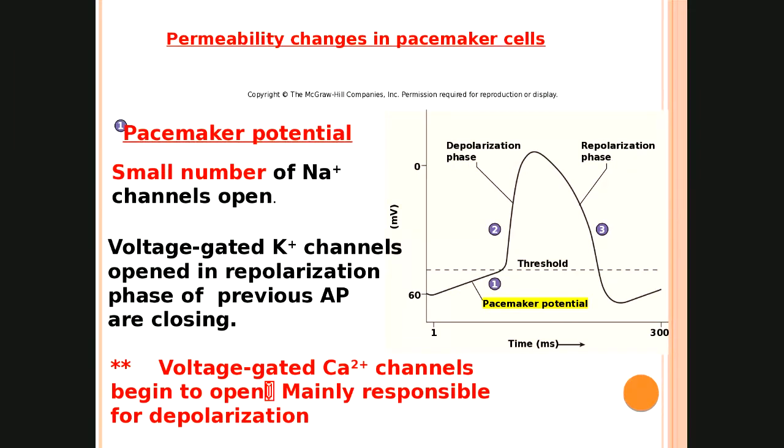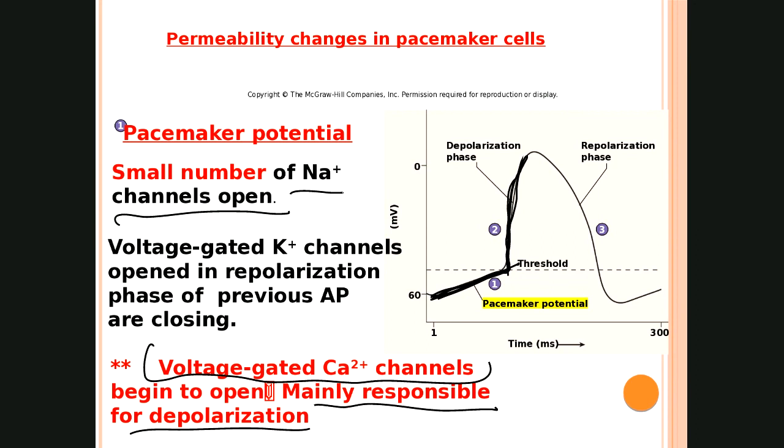At the very end, the action potential, the depolarization, is created by sodium channels that are opening and bringing in sodium ions, depolarizing the cell, making it more positive. However, most of the depolarization that you see here is going to be caused by voltage-gated calcium channels that will be opening, and they will be mainly responsible for the depolarization of these cells. So contractile cells are depolarized by sodium. The nodal cells are going to be depolarized by calcium.